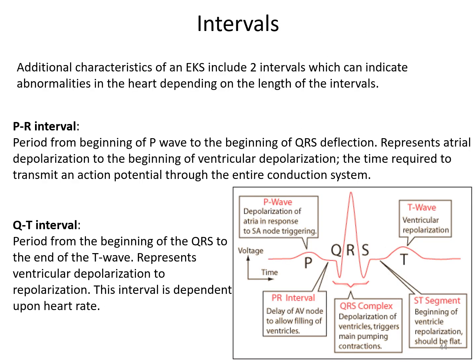And then there's two different intervals that we look at from time to time. The PR interval is the period from the beginning of the P wave to the beginning of the QRS deflection here. This represents atrial depolarization to the beginning of ventricular depolarization. So essentially that is the time required to transmit an action potential through the entire conduction system, from the SA node down to the ventricles.